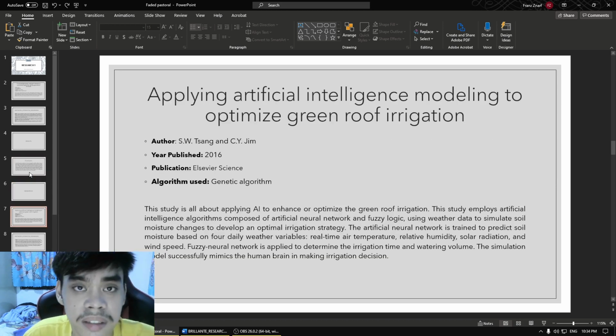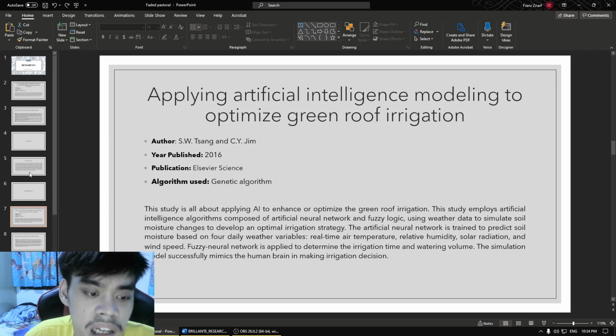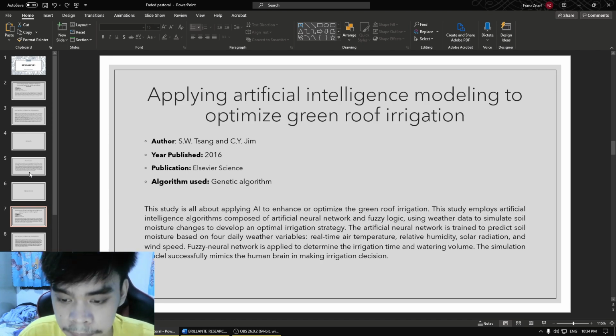My title in research number 2 is Applying Artificial Intelligence Modeling to Optimize Green Roof Irrigation. The authors are Chang and Jim. The year published is 2016, the publication is Elsevier Science, and the algorithm used is the genetic algorithm.